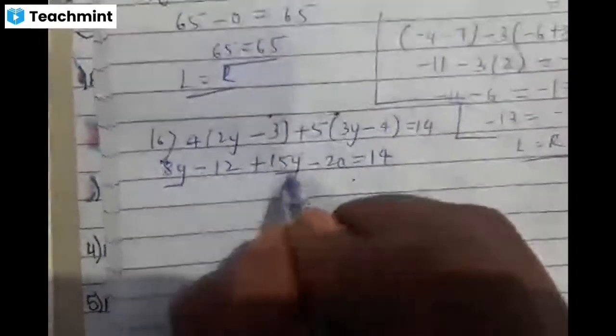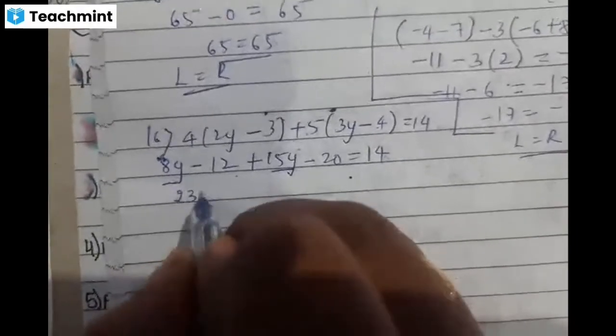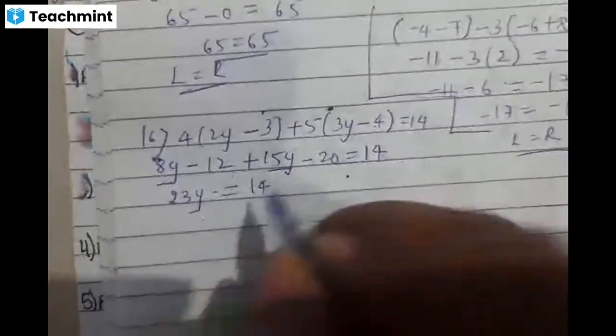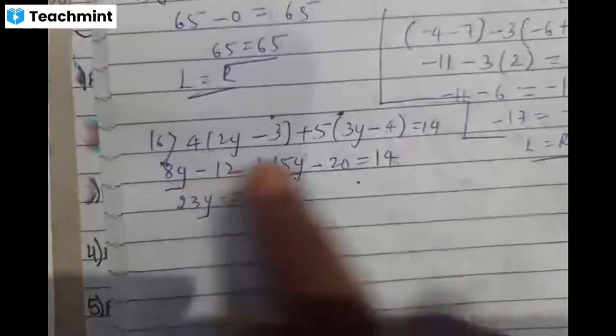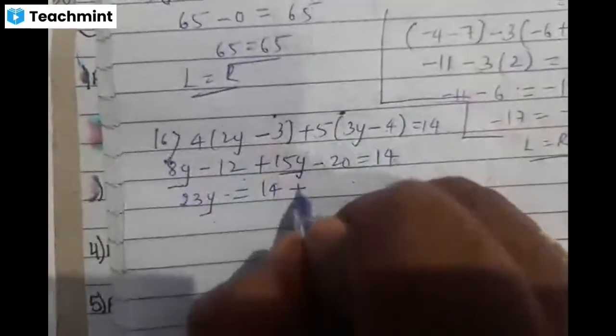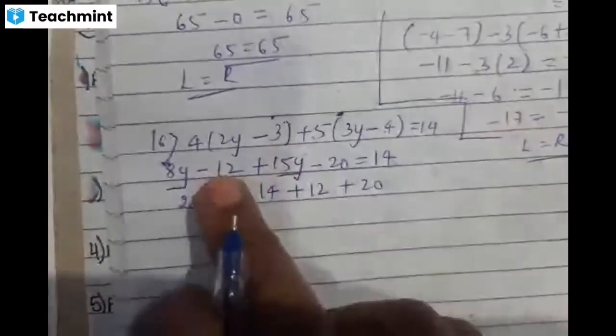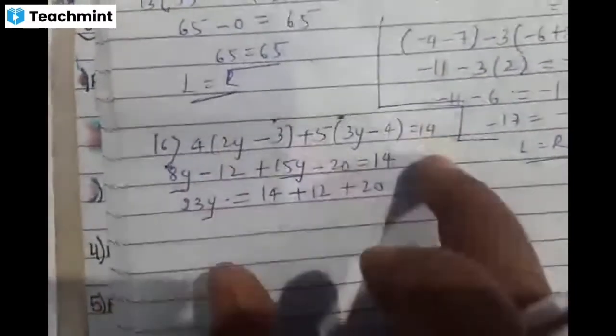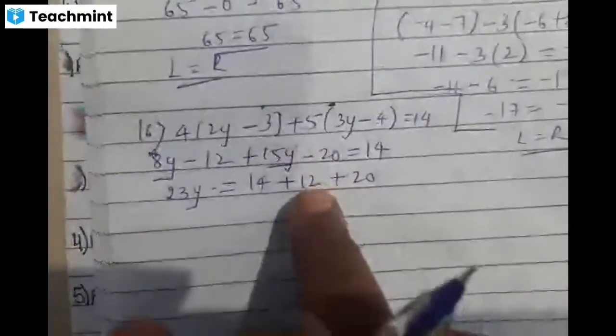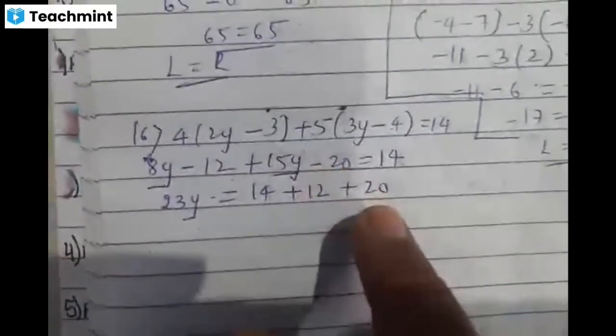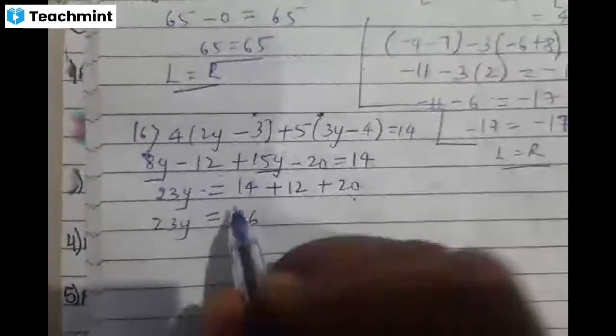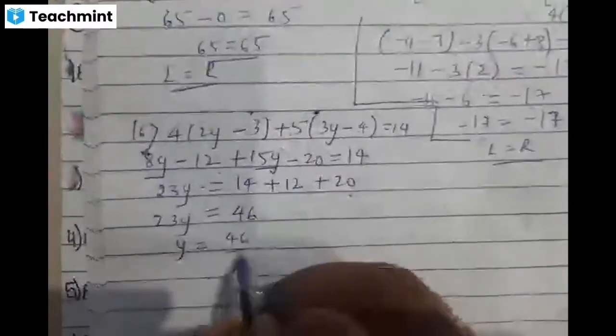Now, grouping the like terms, 15 plus 8 is 23y is equal to 14. I'll keep it as it is on the right hand side. Minus 12 minus 20, I'll take it to the right hand side. Because we are taking it to the right hand side, minus 12 will become plus 12, minus 20 will become plus 20. Now 23y is equal to 14 plus 12 plus 20, which is equal to 46. Y is equal to 46 divided by 23.